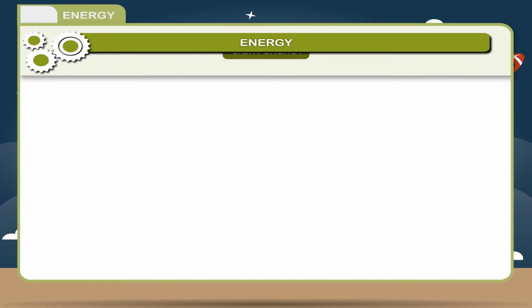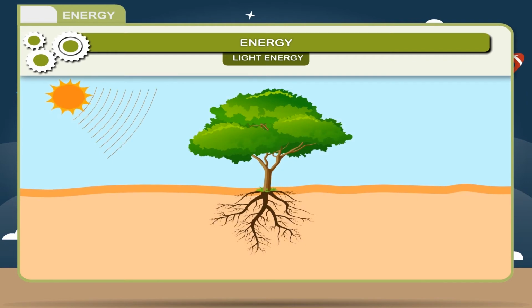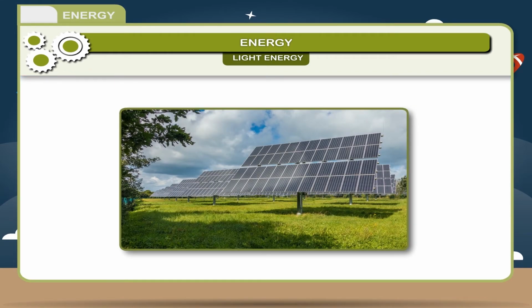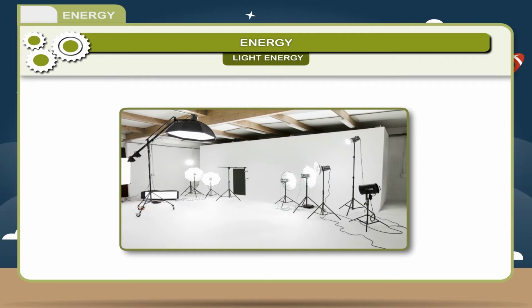Light energy. Light is a form of energy which produces the sensation of vision. It enables us to see objects around us. Light energy from the sun is an important source to sustain life on the earth because plants prepare their food in the presence of sunlight during the process of photosynthesis. Solar cells can convert the light energy from the sun into electrical energy. It is also required for the recording of images in a photographic film.